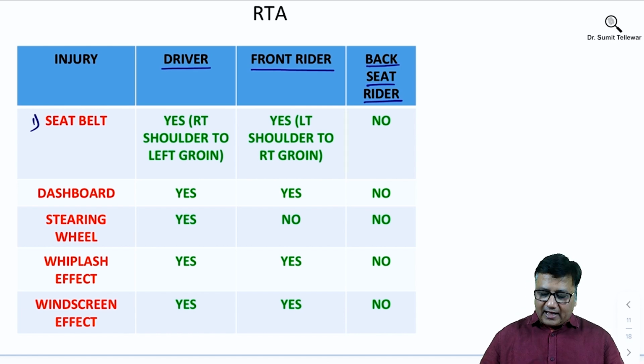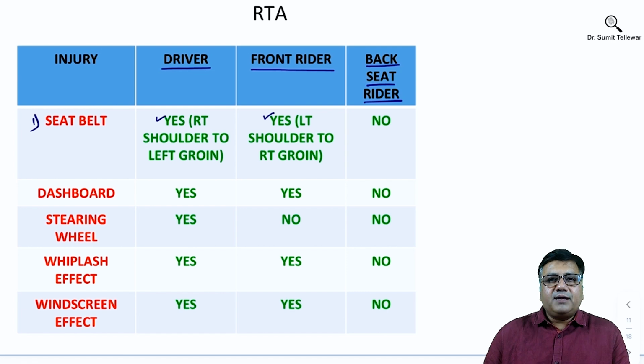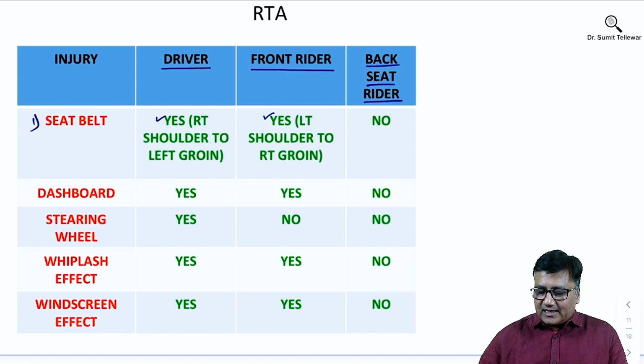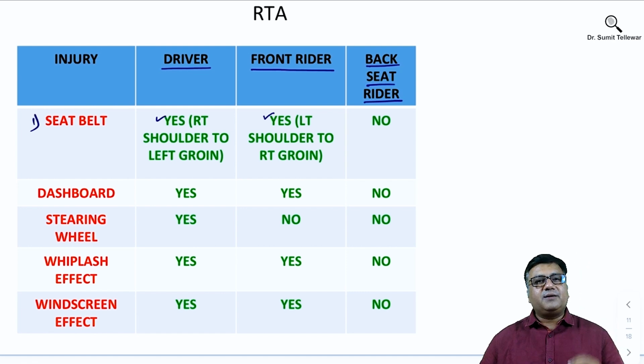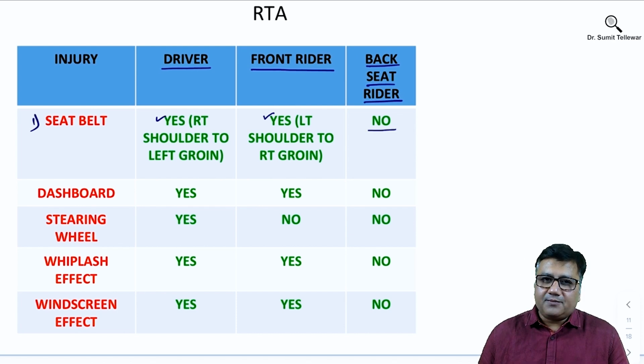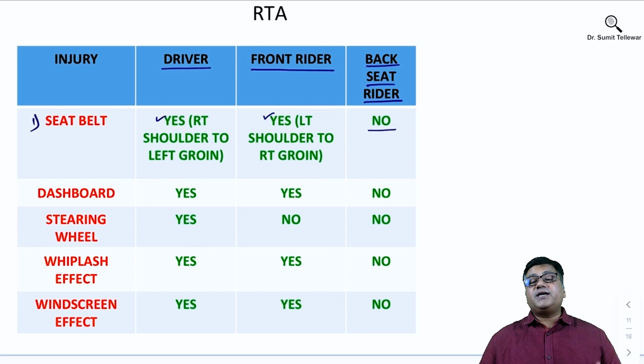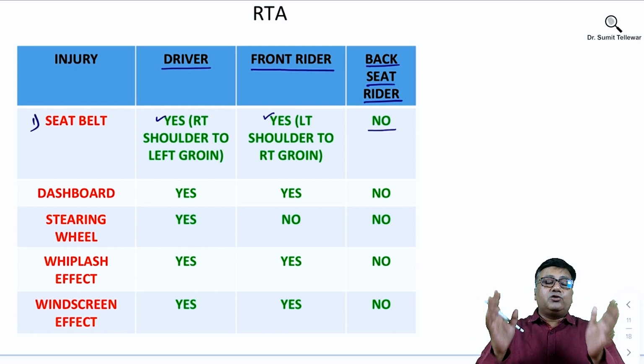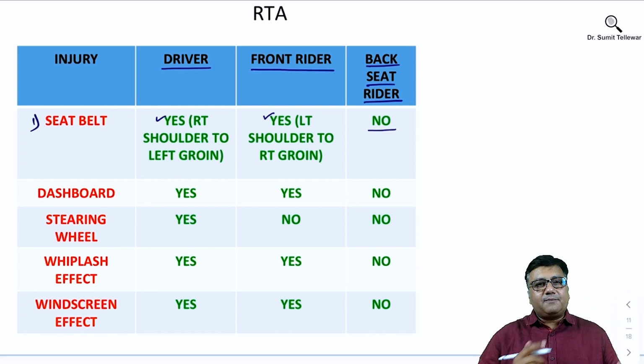So driver will have contusion, yes. Front rider will have contusion, yes. But these contusions may not be seen in the back seat passenger because generally they do not wear seat belts, right? But how to differentiate the contusion of the driver from the front rider?